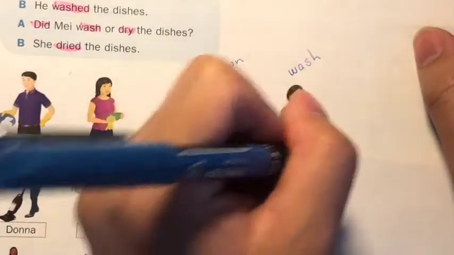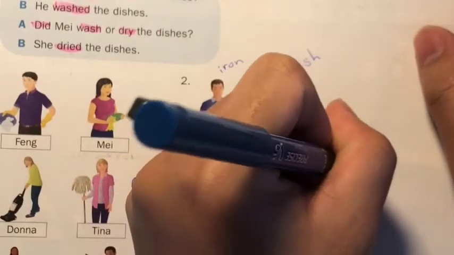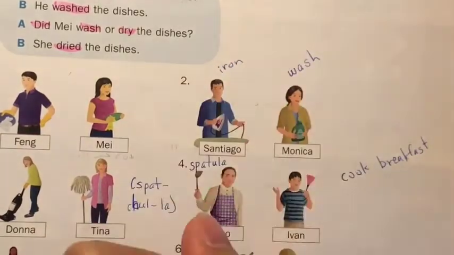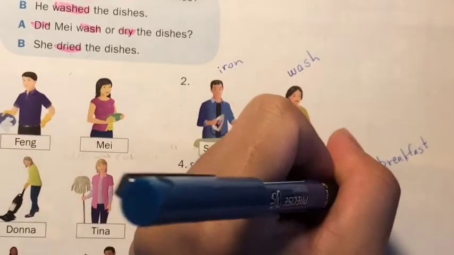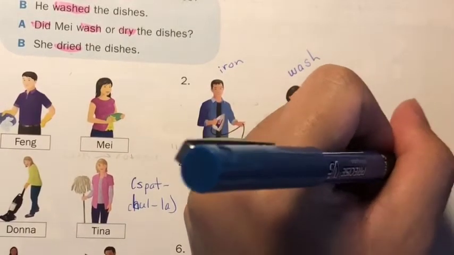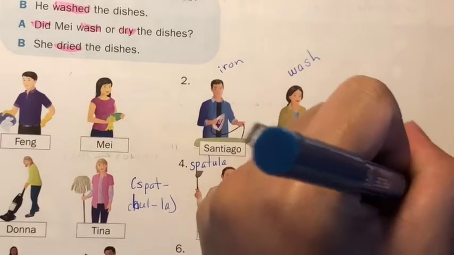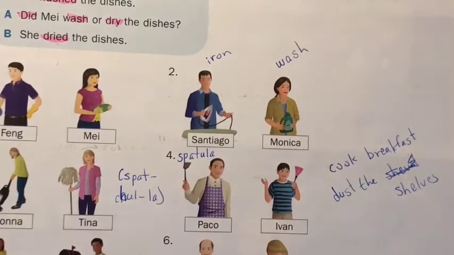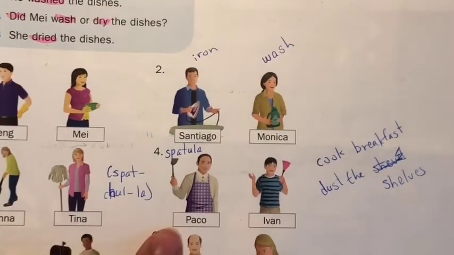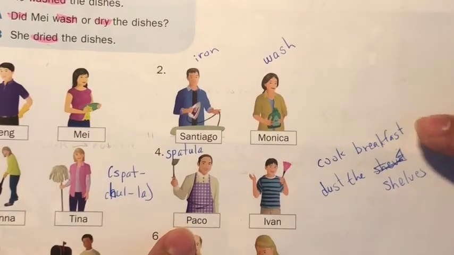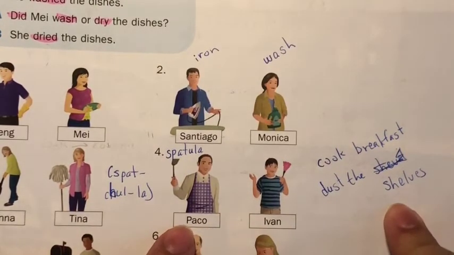Okay, so I'm going to say cook breakfast or dust the shelves. Did Paco cook breakfast or dust the shelves? Paco cooked breakfast. He didn't dust the shelves.